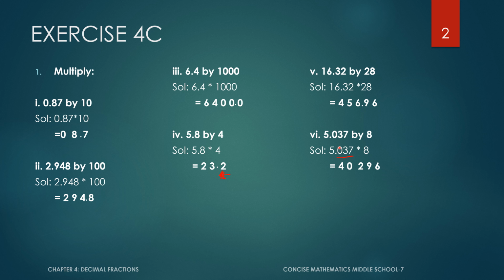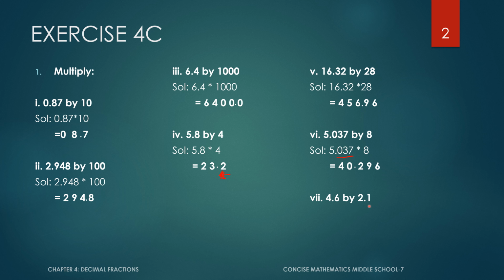Now how to place a decimal point after multiplying it? How many places were we having? 3 places after the decimal point. So just imagine the point after 6 and move 3 places towards the left side. So our answer will be 40.296. I hope it's clear.